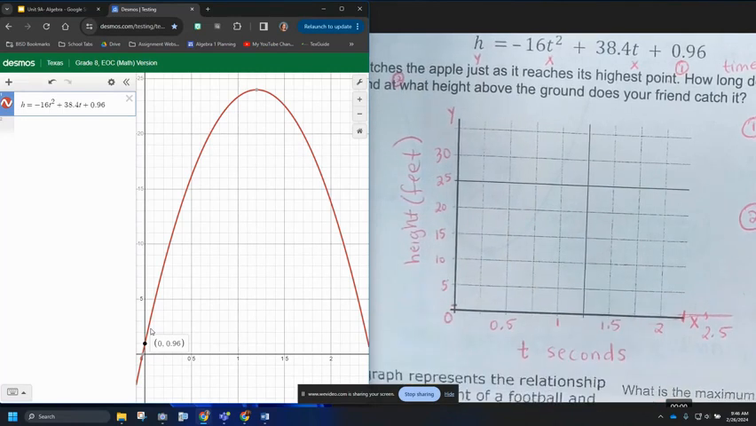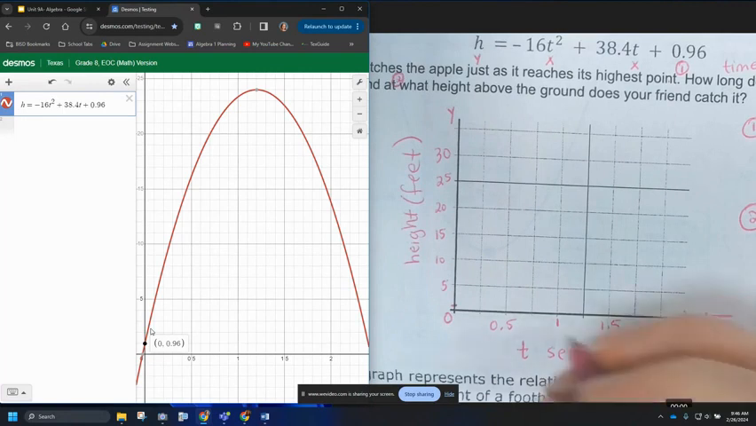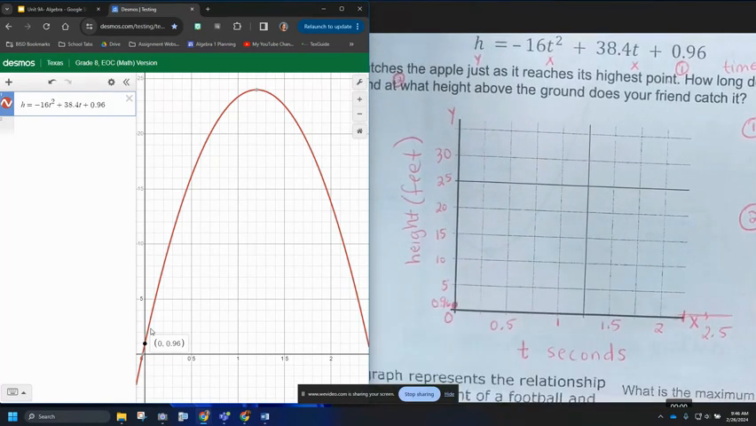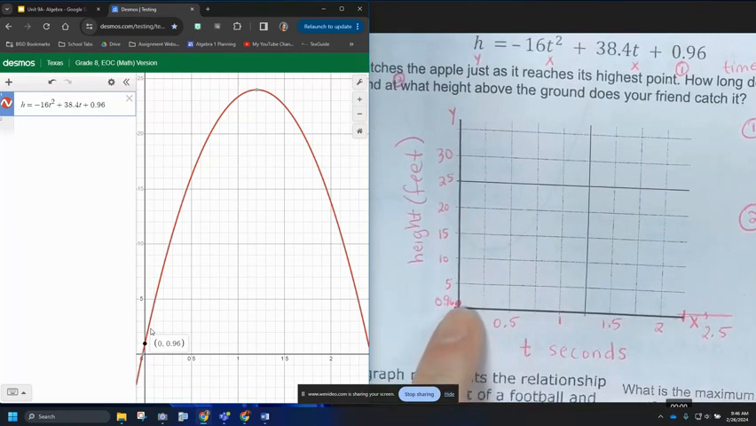0.96 feet. So it's almost 1 foot. So I'm going to put 0.96. There's a point right there. So 1 foot off the ground is where he throws the apple. So maybe he kind of bends down, he squats down to toss the apple up to his friend. Remember the whole context of this problem?